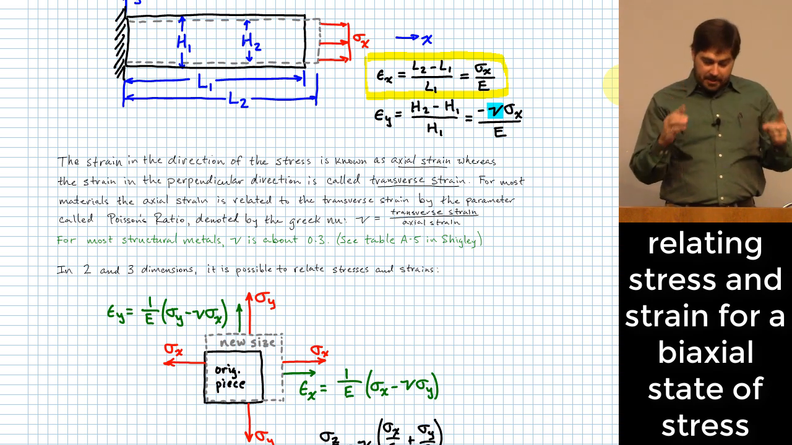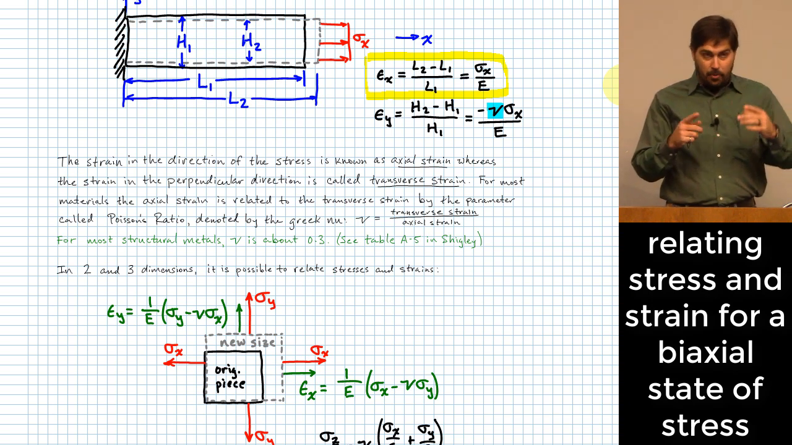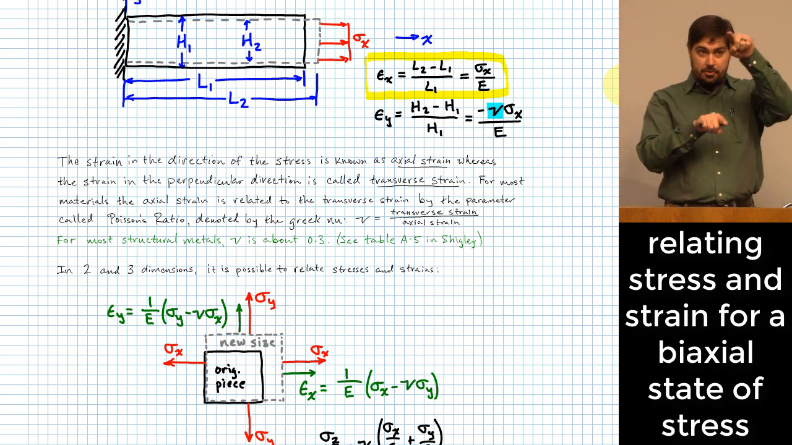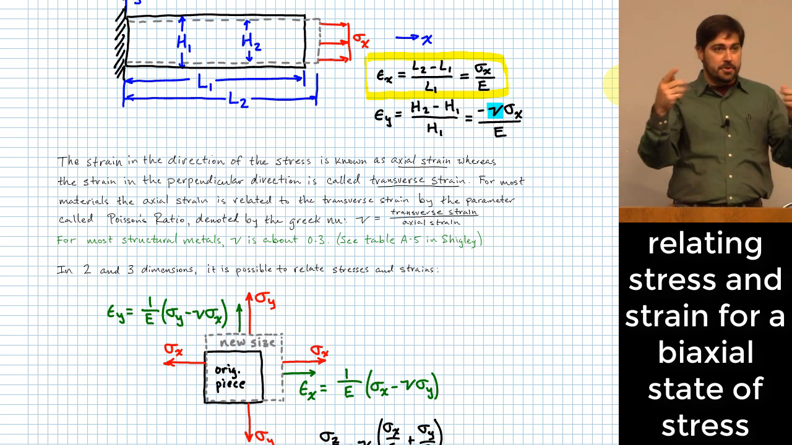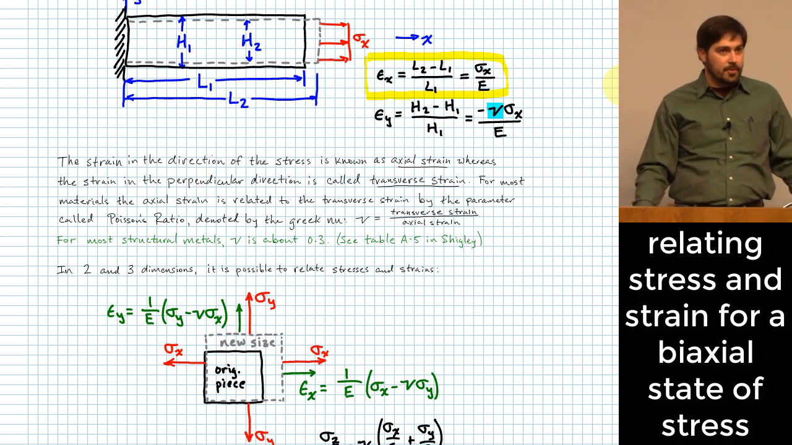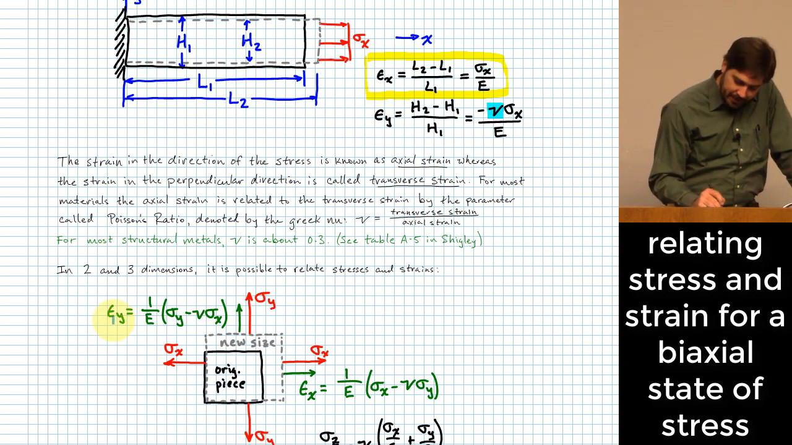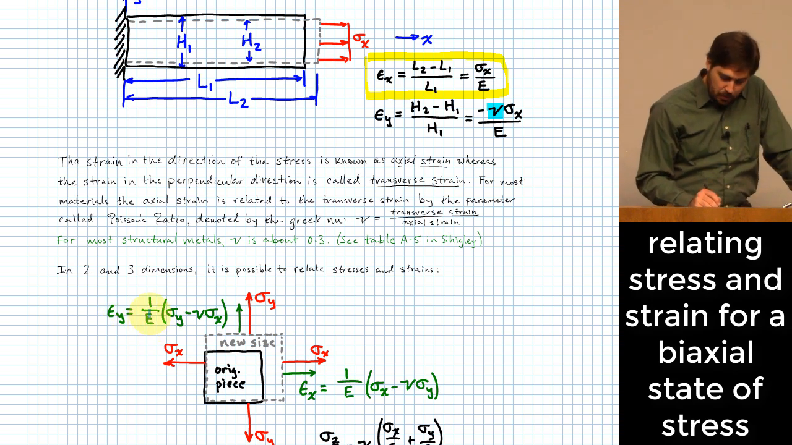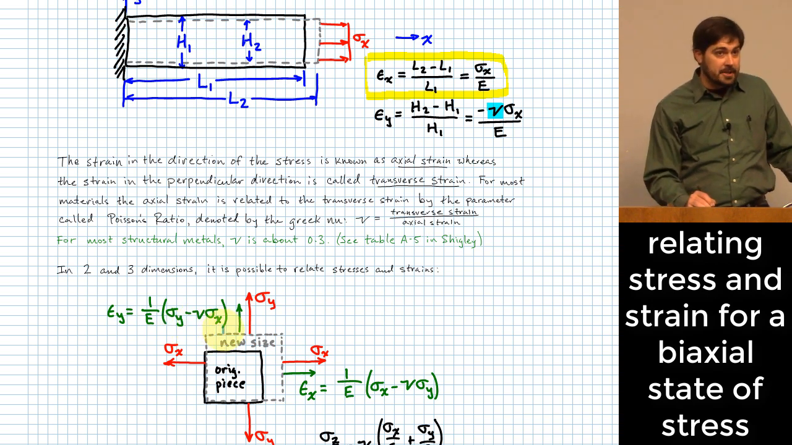Okay? So if you have a state of biaxial stress like this, you have to account for both the direct strain that happens due to the stress that you apply, as well as a transverse strain that occurs as a result of the stress in the other direction that you apply. Okay? So that's where these terms come from, where we have epsilon sub y, meaning the strain in the y direction, is equal to 1 over the elastic modulus times the stress in the y direction minus Poisson's ratio times the stress in the x direction, right?